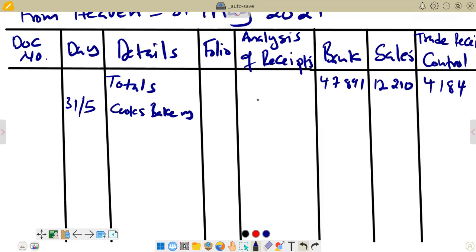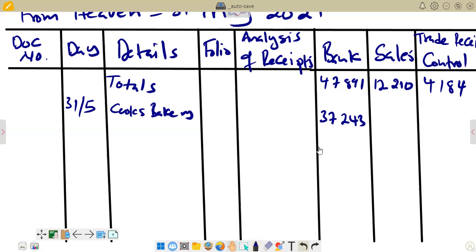And then the amount that we are going to put is 37,243, which is going to be under bank. So this is the amount that we have. And then we are also going to put another entry there. Remember, this 37,243 is a cancellation, so it's not going to affect our sales.